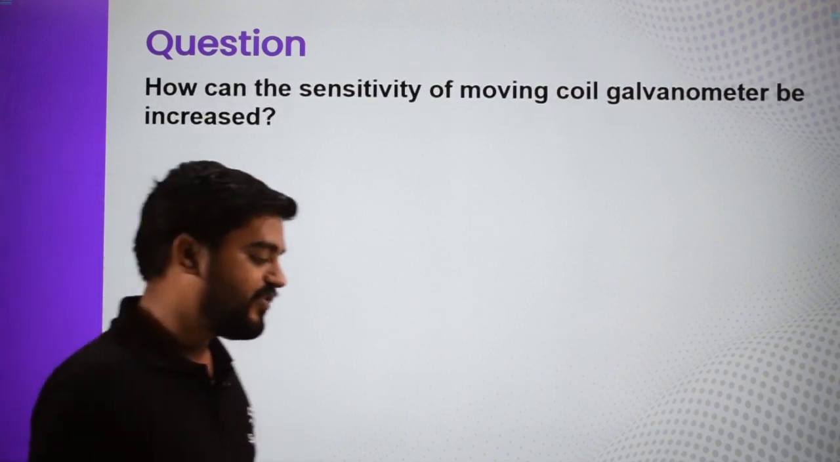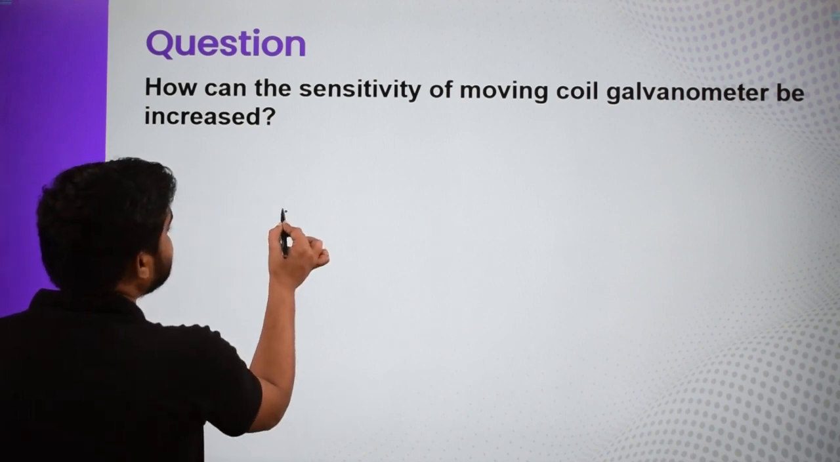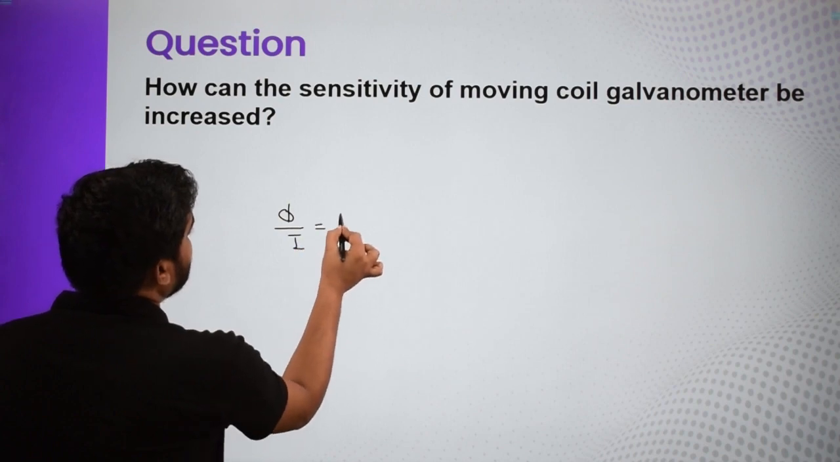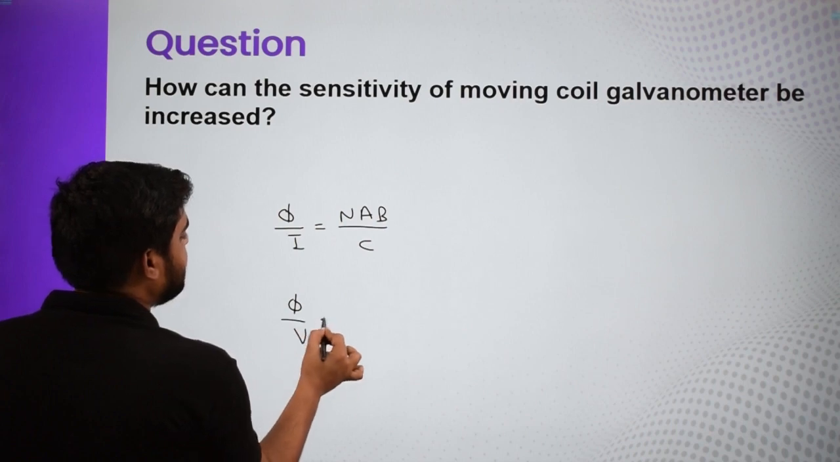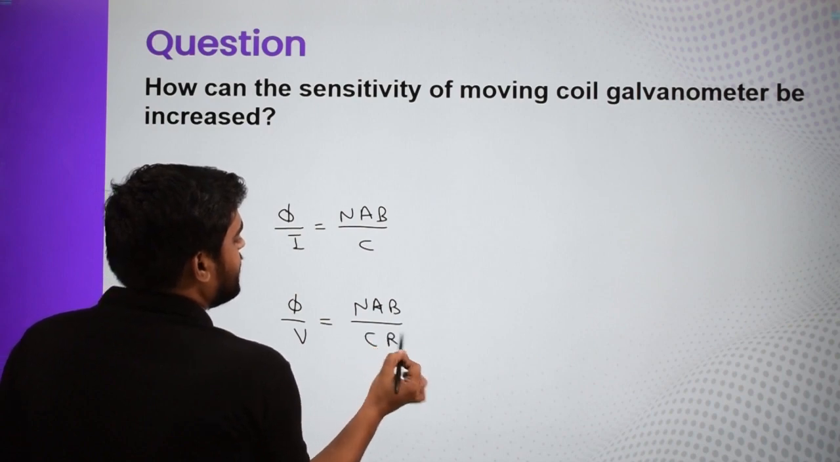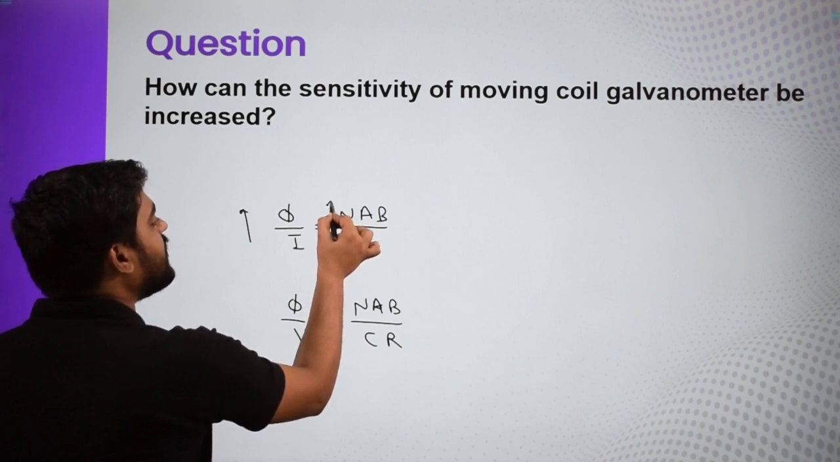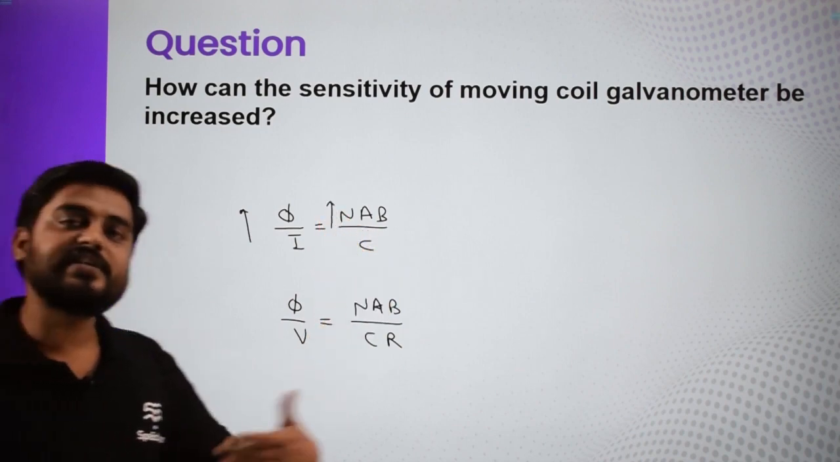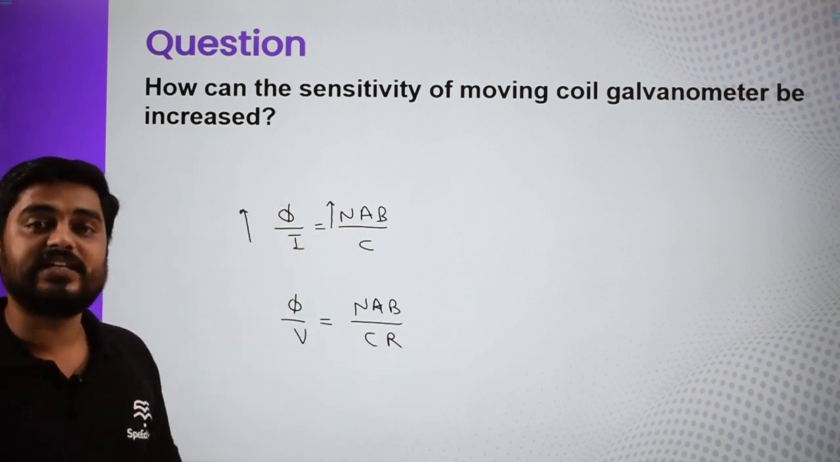Now let us discuss this particular question which is asked sometime in boards. How can the sensitivity of a moving coil galvanometer be increased? Now current sensitivity is basically NAB by C, and the voltage sensitivity is basically NAB by CR. So if you want to increase this, what you can simply do is introduce a larger number of turns. So if more turns are introduced inside the coil, then we can say that current sensitivity will increase.